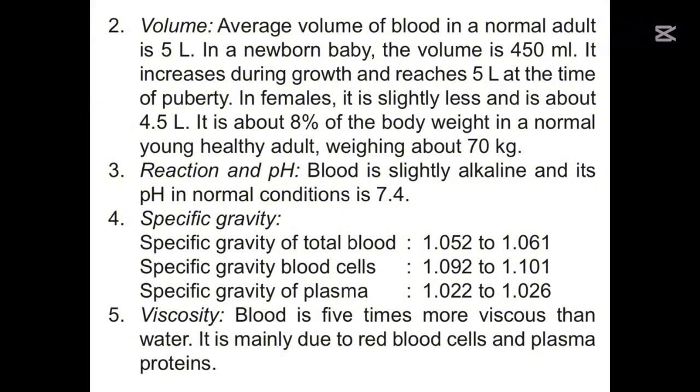But in a newborn baby, the volume is about 450 ml, not 450 liters. That's too much. 450 ml. One thing that differs is that in females there's about 0.5 liters less than 5 liters in males, because they go through the phases of what? Menstruation. So they lose blood much more. About 4.5 liters in females, while 5 liters in males.